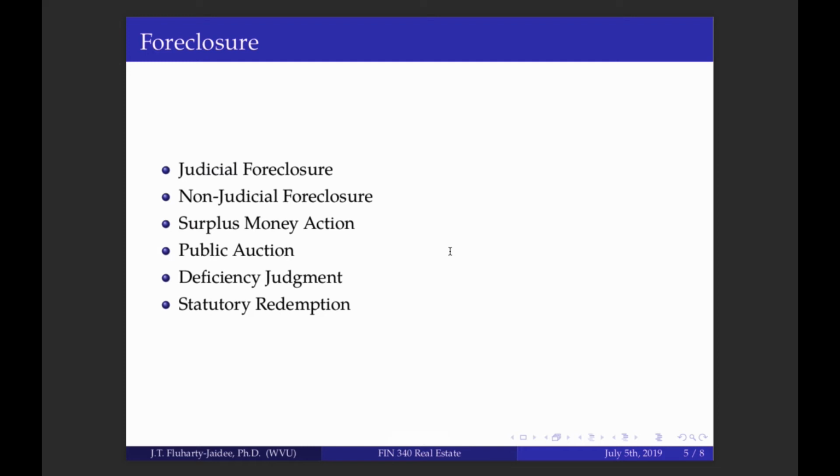So be very well aware of statutory redemption. And in some states, statutory redemption depends upon how the foreclosure happened. So you need to read up, depending on the state you're buying in, what exists as far as statutory redemption laws if you're going to enter that foreclosure market.